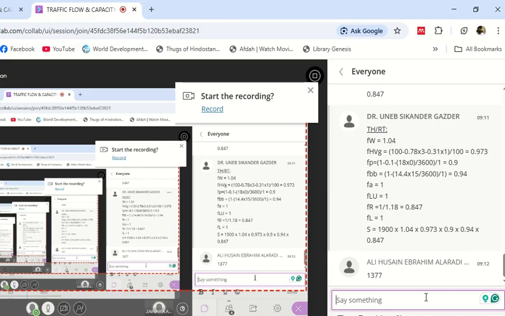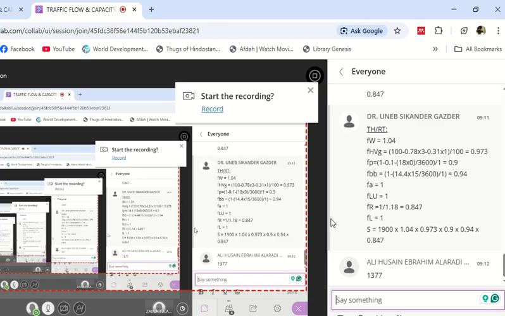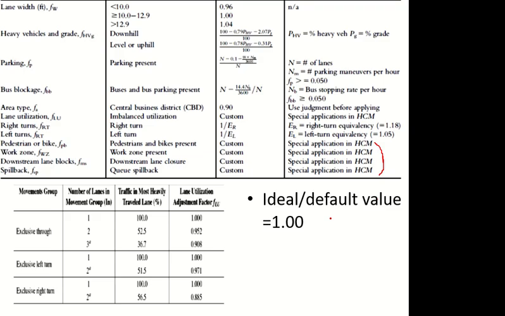Okay, so you have the saturation flow rate for the two different lane groups. Any questions? Do you guys have any questions in this step? Okay, so I hope it's fine.